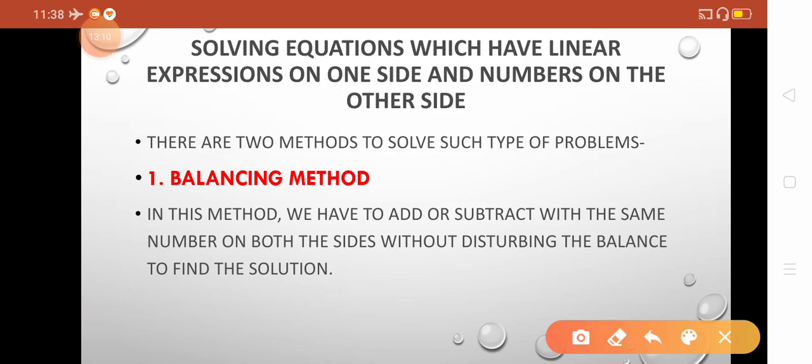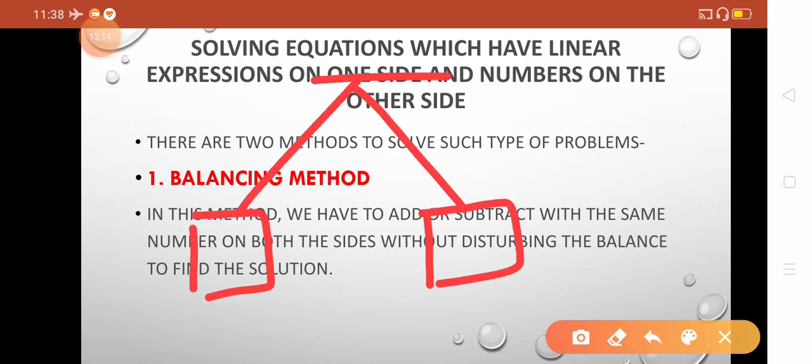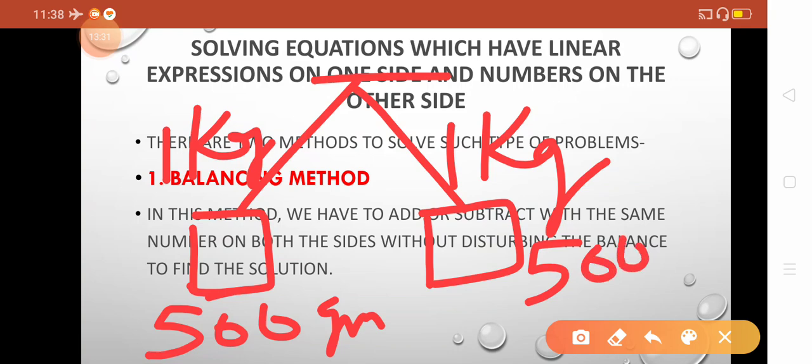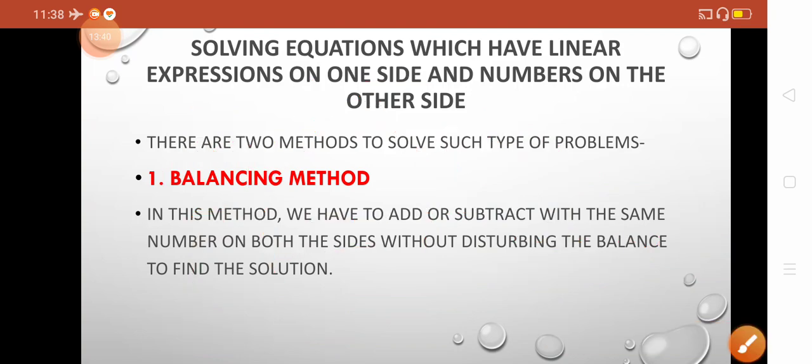So balancing is clear. If you are weighing, you have a weighing machine. Here 1 kg weight, here also 1 kg weight. That means the weighing machine is balanced. If you add 500 grams on this side, to make the weighing machine balance, you have to add 500 grams on this side also. That means you have to add on both sides. That is the balancing method.